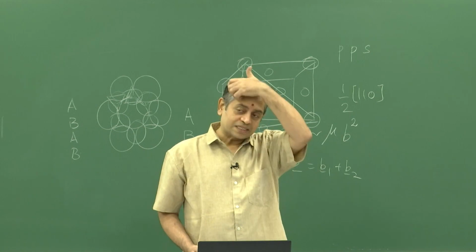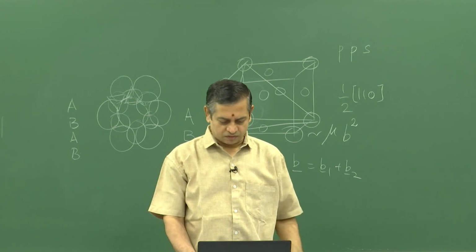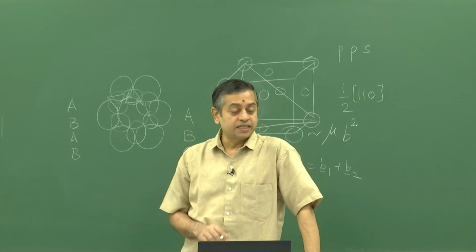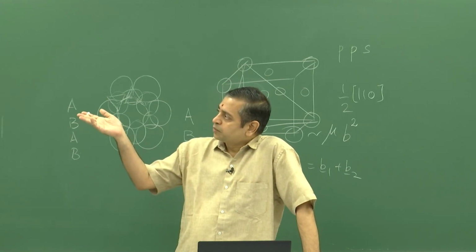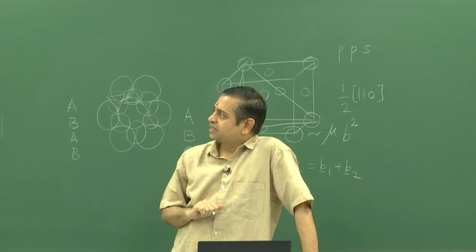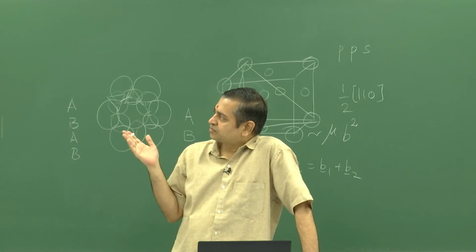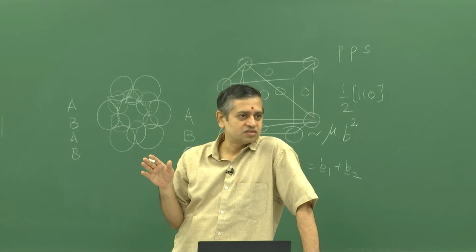So, let us go back to stacking fault energy calculation at non-zero temperatures. At finite temperatures, that requires either thermodynamic integration or one of the non-equilibrium evaluations. And here, this is a question I left you with yesterday. You saw that the typical stacking fault energy for copper is 40 millijoules per meter squared, and if you take a stacking fault area of 80 nanometer squared, the free energy difference that you have to evaluate is of the order of 20 electron volts.